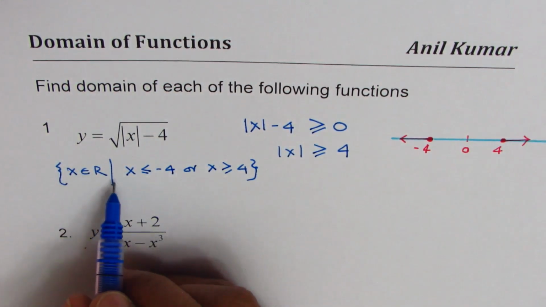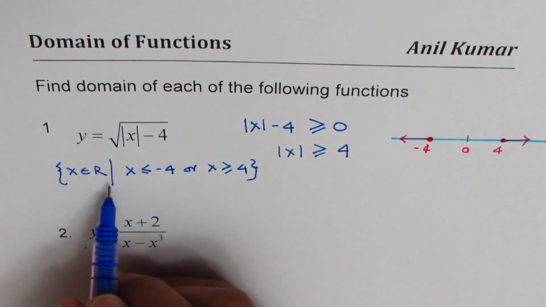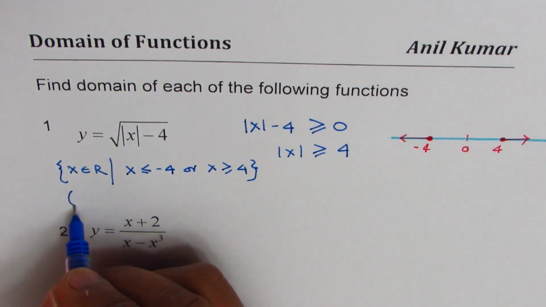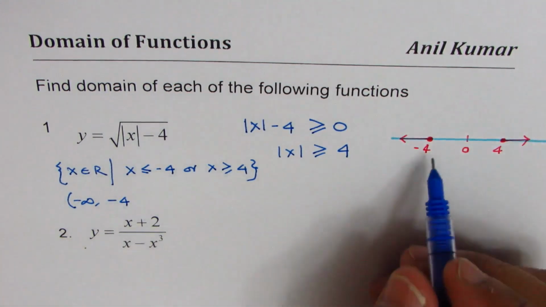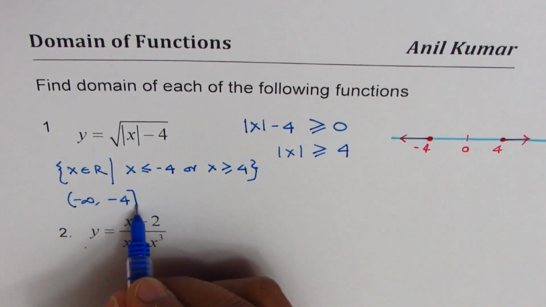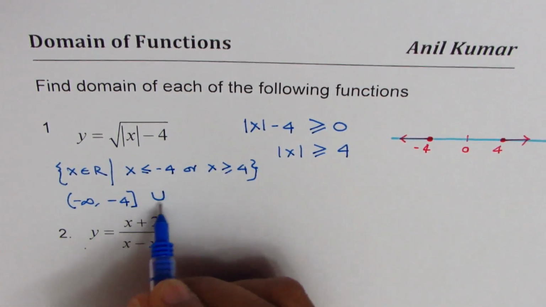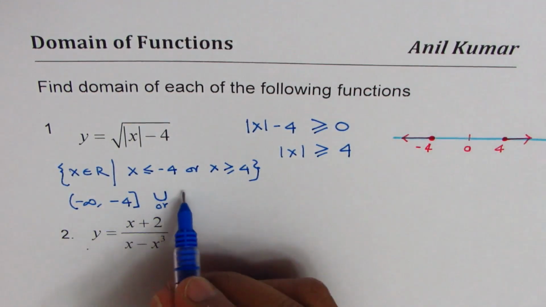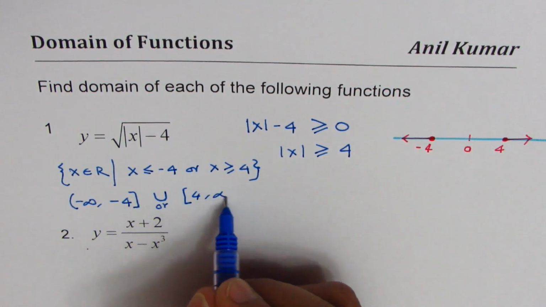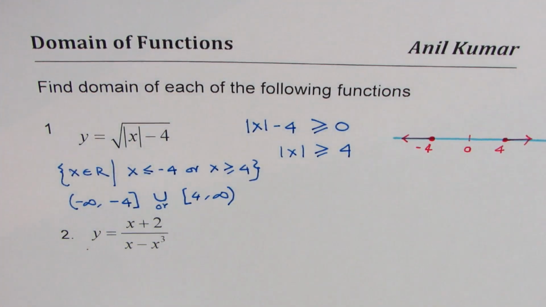You could also write this domain in interval notation, which could be written as minus infinity to minus 4. Since 4 is included, we'll use square brackets. Union, or you could write or, either way. 4 to infinity, 4 is included, to infinity. So that is how you could write domain for this function, which is a composition of the absolute function with the square root function, right? Now let's do the next one.